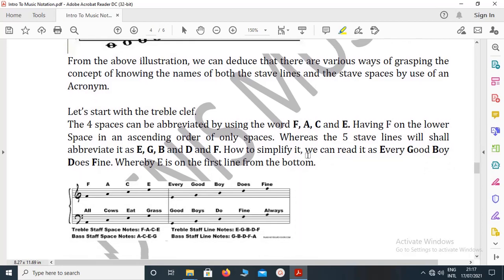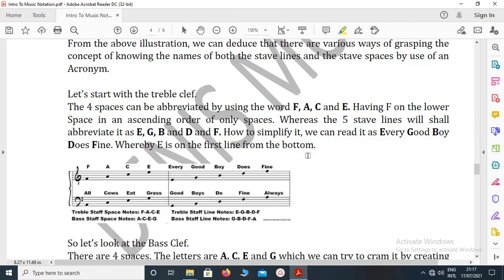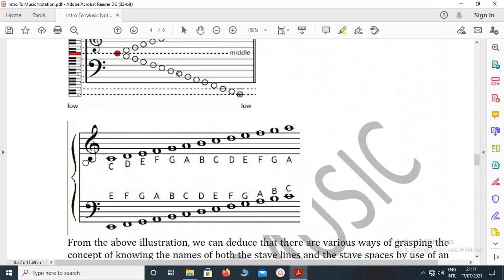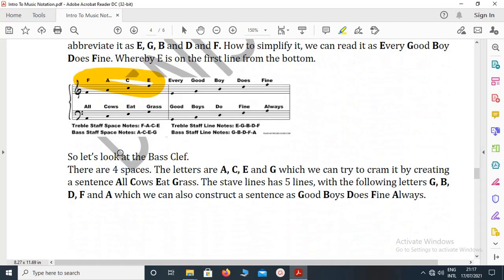So let's start with the treble clef. The four spaces can be abbreviated by using the word face. Face, as the word face itself, okay? F-A-C-E. That's how we would name the four spaces. Remember in the above issue we spoke about there are only four spaces. One, two, three, four. So the same applies here.